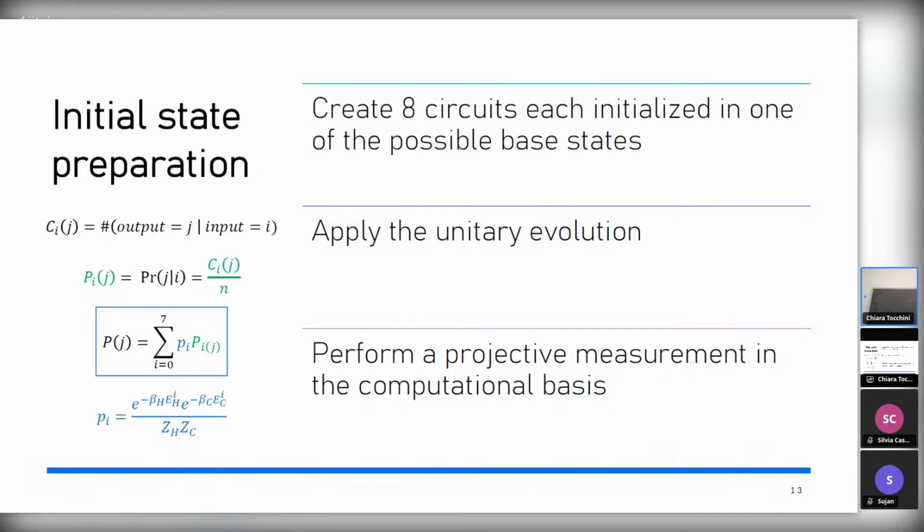So the measurement output is these counts of obtaining output J given input I. So the conditional probability of J given I is given by the counts divided by the number of measurements, so the number of shots on the quantum computer. And to obtain the actual Gibbs probability, we reweight those conditional probabilities by the respective Gibbs weight.